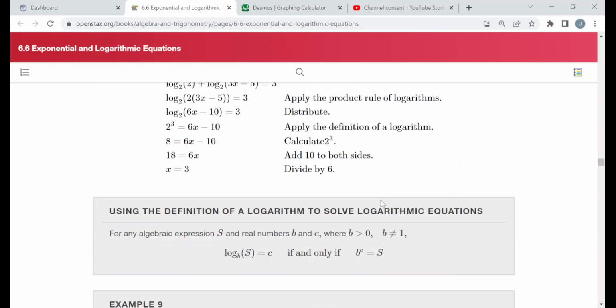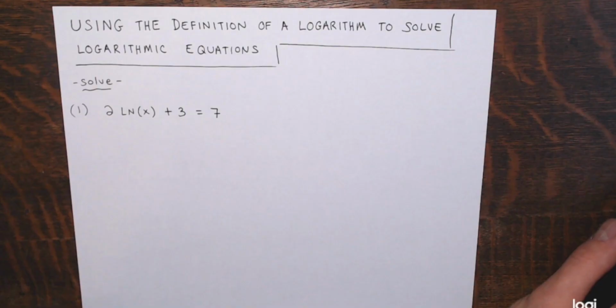Alright, so remember the definition of a logarithm here. They have it written out right here. Hopefully you recall from earlier videos as well how to transfer back and forth between logarithmic form and exponential form. That's going to be key. I'll write that up here before we get into our first example.